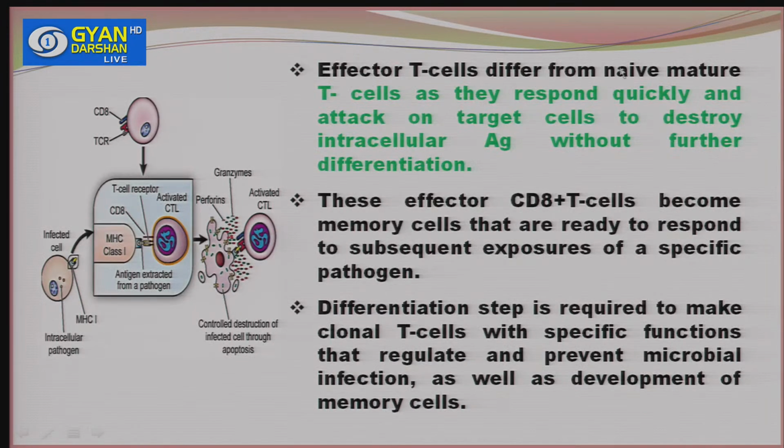Effector T cells differ from the naive mature T cell. They respond quickly, attack the target cell and destroy the intracellular antigen without further differentiation. And these effector CD8 positive cells become memory cells, ready to respond to subsequent exposure to the specific pathogen. A differentiation step is required to make a clonal T cell with a specific function to prevent microbial infections as well as for the development of memory cells.